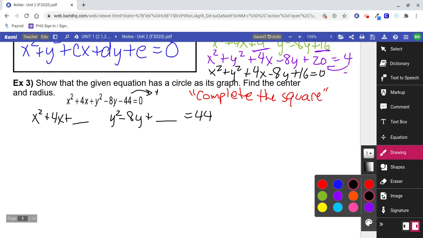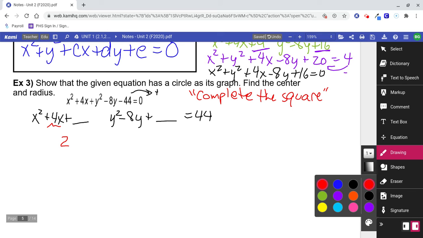So how this works is we're going to take this number right here, and we're going to take half of that number. Half of that number is 2. And so I'm going to write it down. That's part of my answer right there.